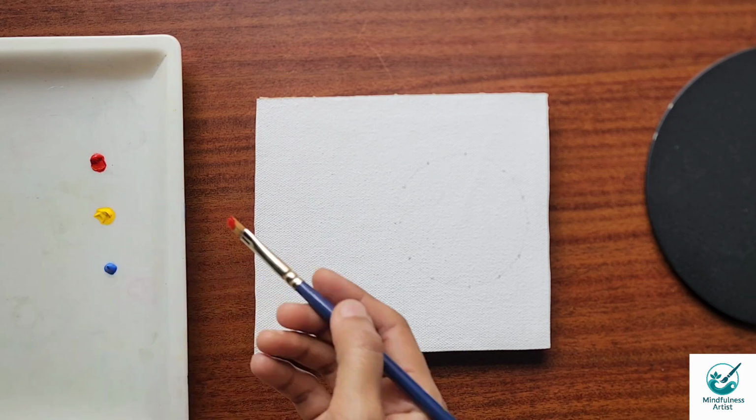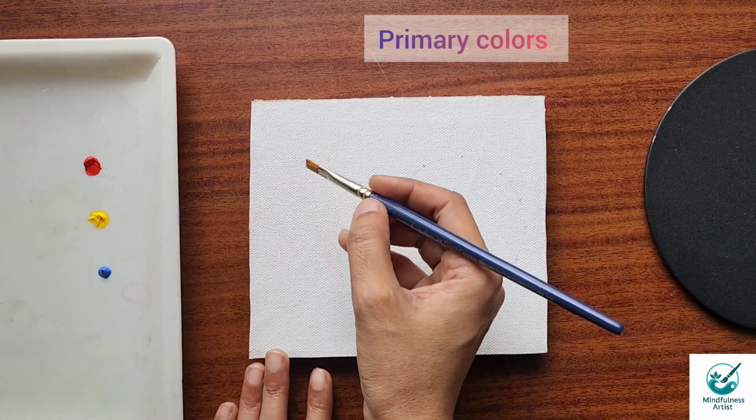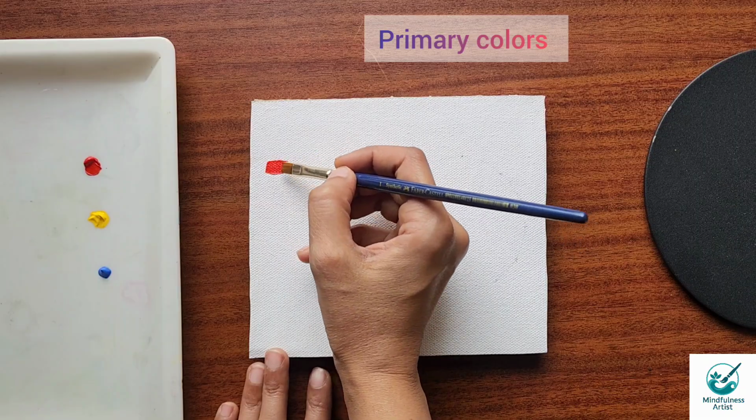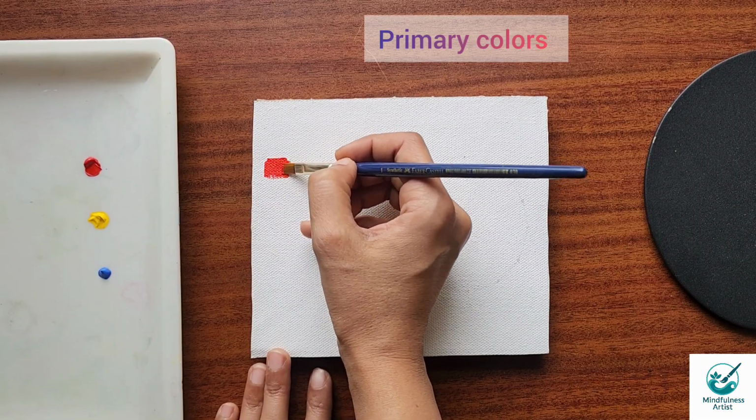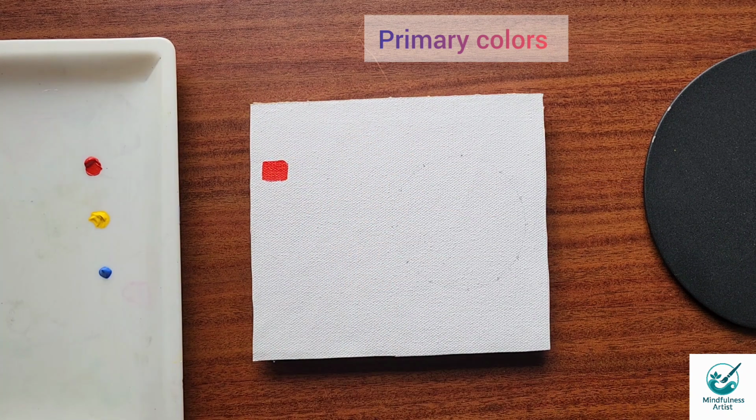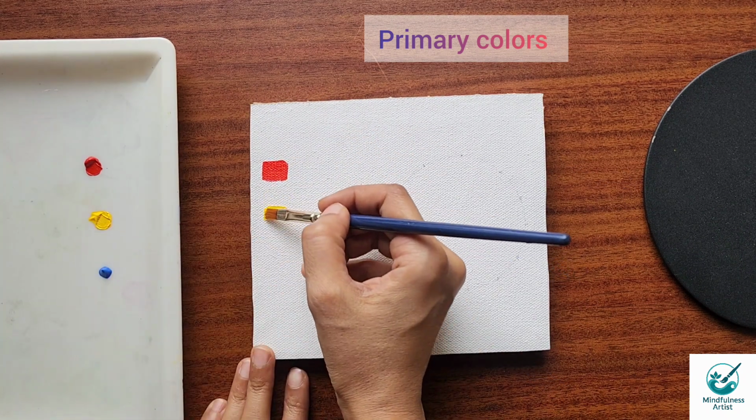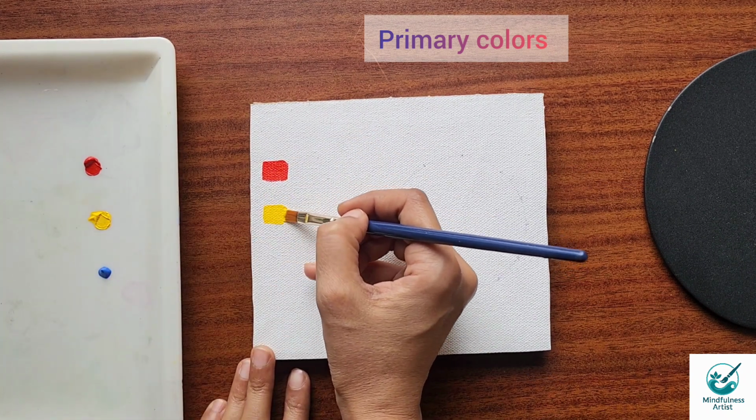So let's get started. First, let's look at the three primary colors, red, yellow and blue. These are called primary colors because we cannot create them by mixing other colors. Instead, these three colors can be mixed together in different proportions to create many other colors.